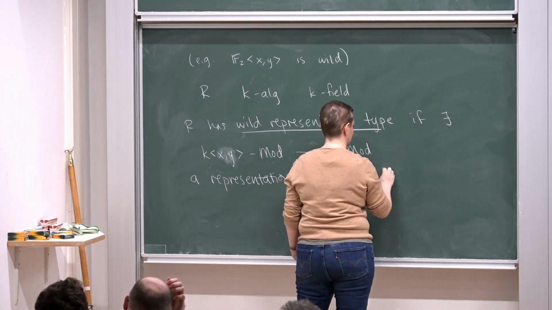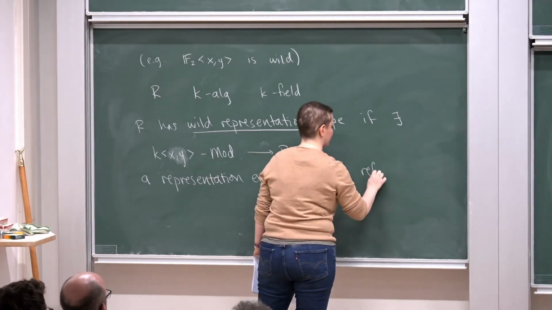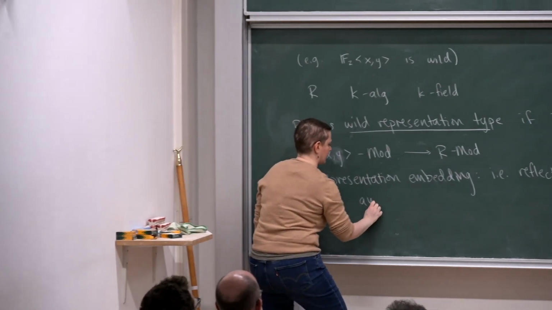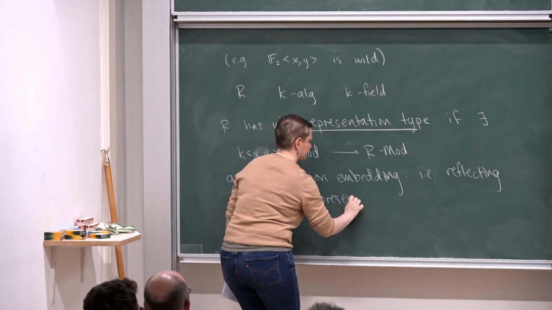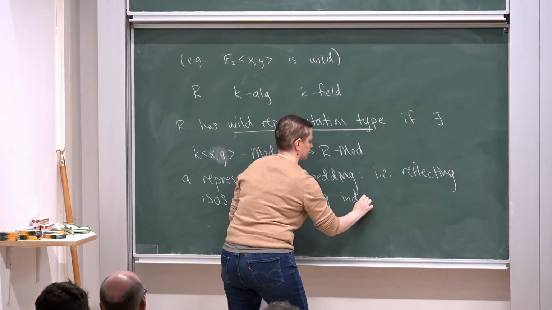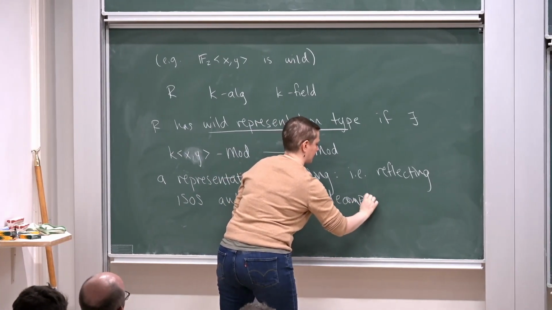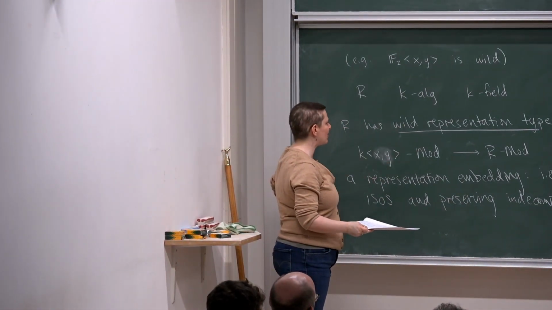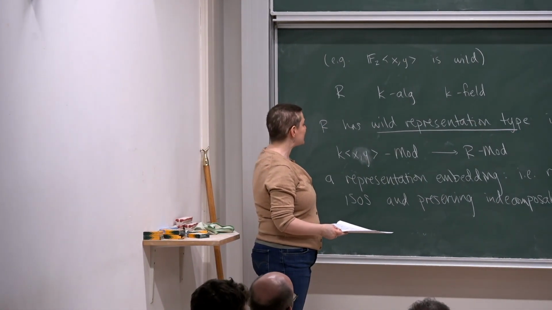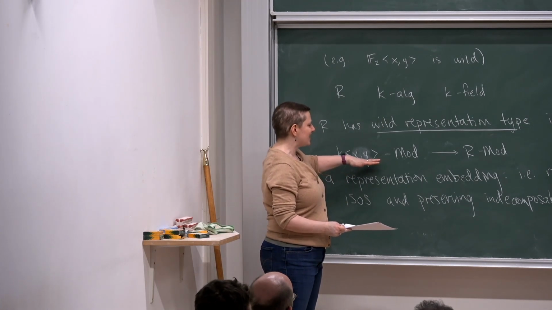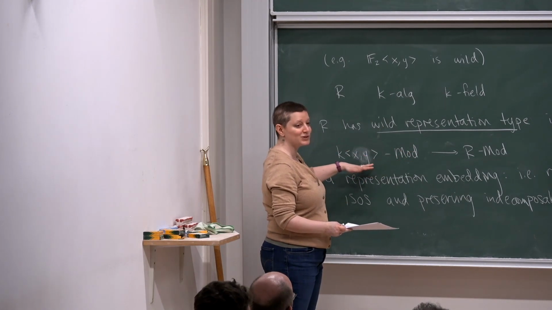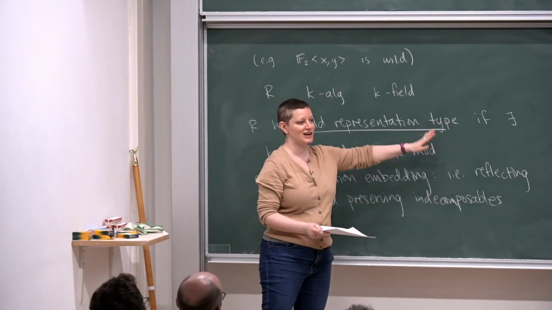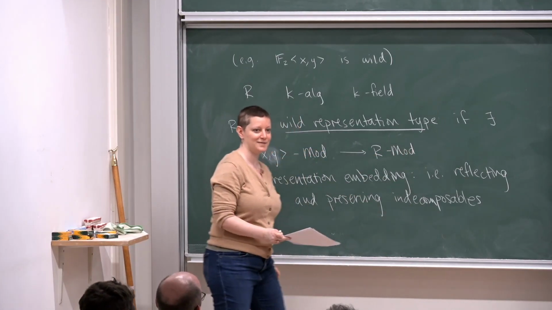But what I mean by that is a functor reflecting isomorphisms and preserving indecomposables. Well, if you can find such a functor, then we say that R has wild representation type. And so the idea is that if this reflects isomorphisms and preserves indecomposables, then every isomorphism class of indecomposable here will give you an isomorphism class of indecomposable in R mod, okay?